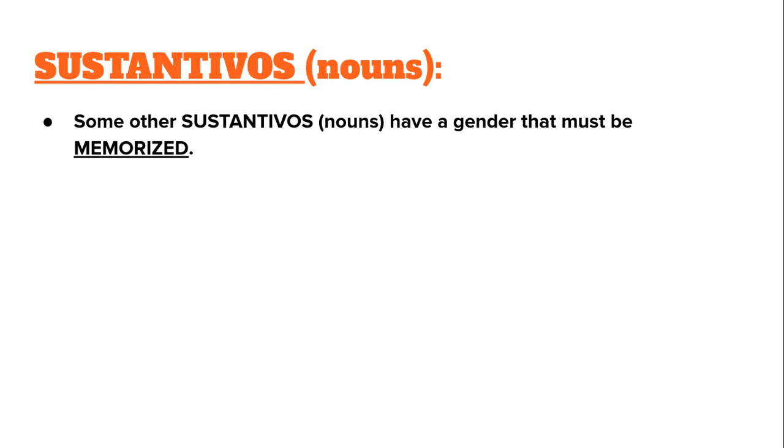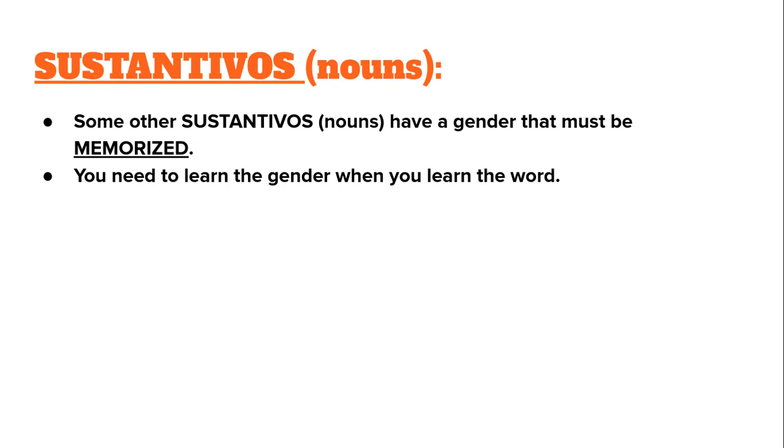Some other sustantivos have a gender that must be learned. That's because they do not end with the letter A nor with the letter O. So you need to memorize those. When you learn the word, you need to also memorize the gender. For example, el papel or un papel. In this case, the word paper is a masculine noun.